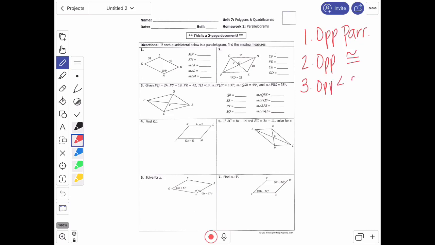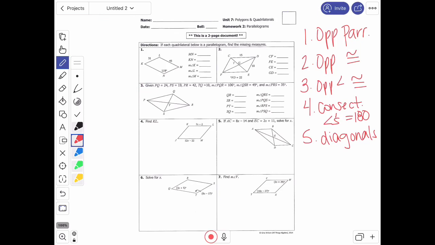So I'm going to make an angle. Fourth rule, consecutive angles are supplementary, so they add up to 180. And then 5, the diagonals bisect each other. I'm just going to write diagonals. So looking at number 1, the directions say each quadrilateral is a parallelogram, so we know that all of these 5 properties apply.